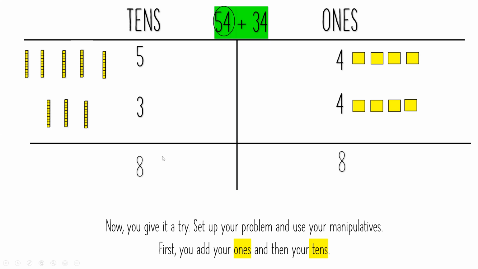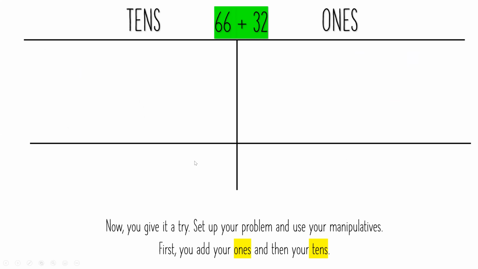Let's do another one together. Oh, let's take a picture of your work. Okay, 66 plus 32. So first we break apart our first number in our problem, which is 66. We have 6 ones and 6 tens. Now we're going to break apart 32. We have 2 ones and 3 tens.